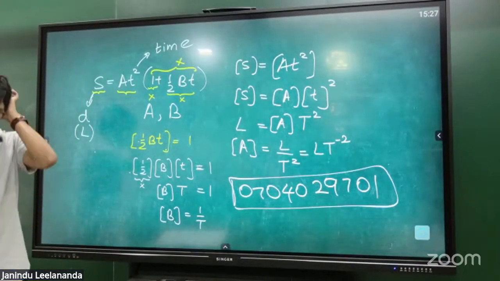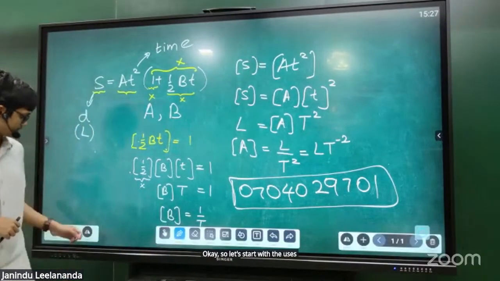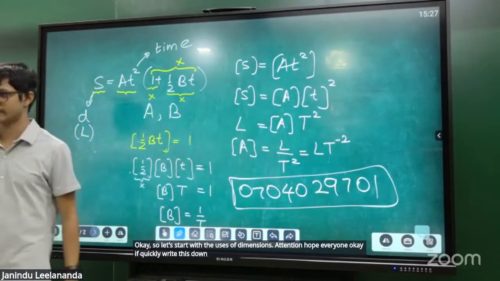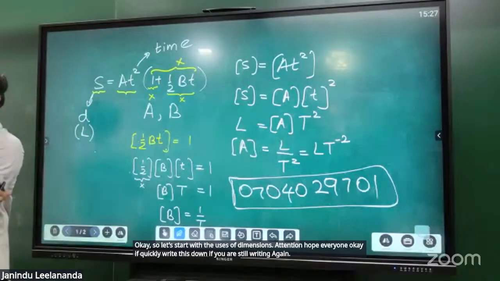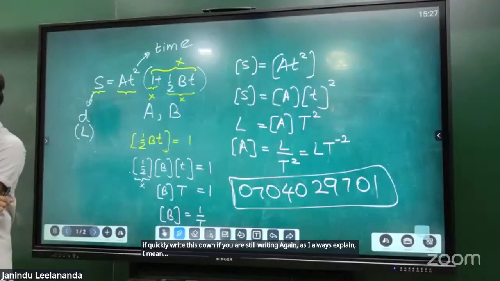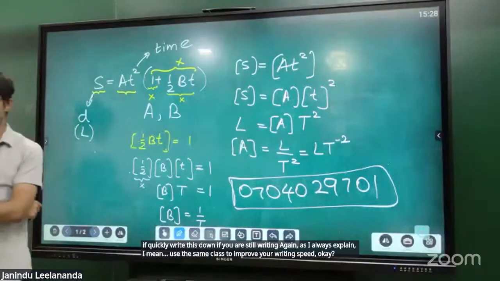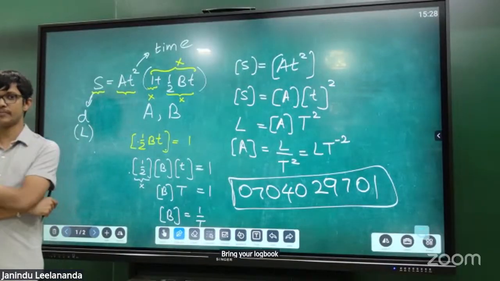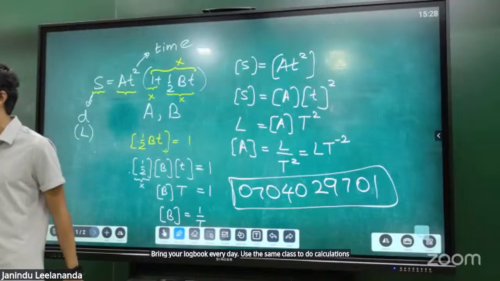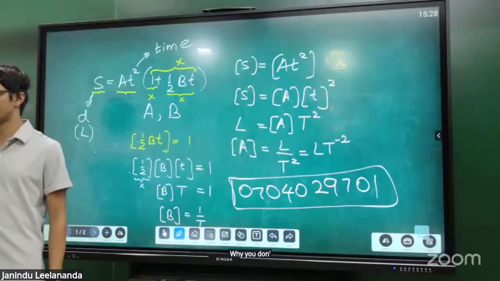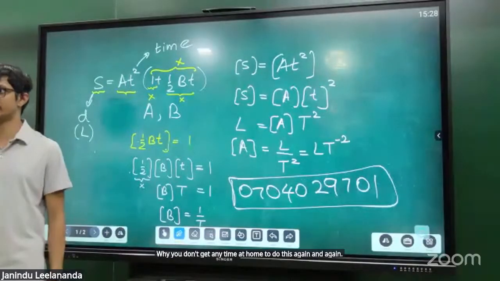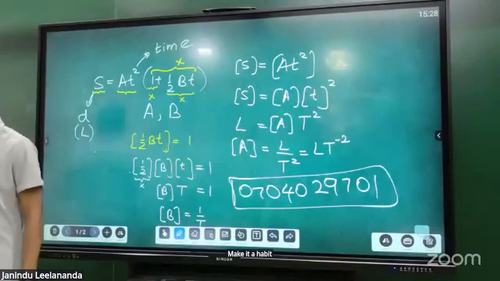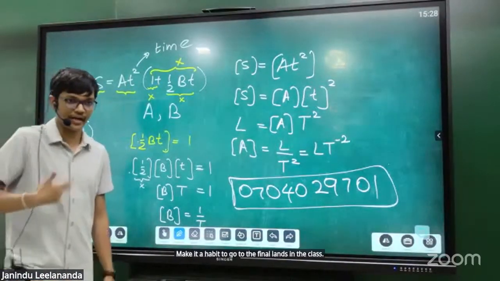Okay, so let's start with the uses of dimensions. Attention. If you are still writing, quickly write this down. As I always explain, use the same class to improve your writing speed and your calculations. Bring your logbook every day. Use the class to finish the calculations quickly. Why? You don't get any time at home to do this again and again. So make it a habit to get the final answer whenever you are doing something. Then you get that habit of finishing a question.